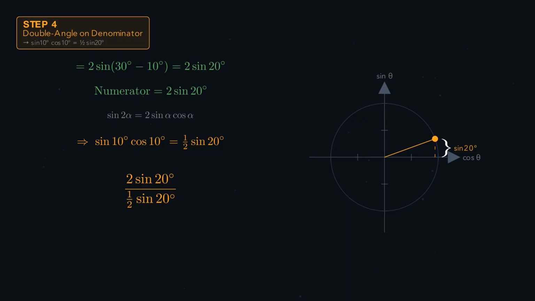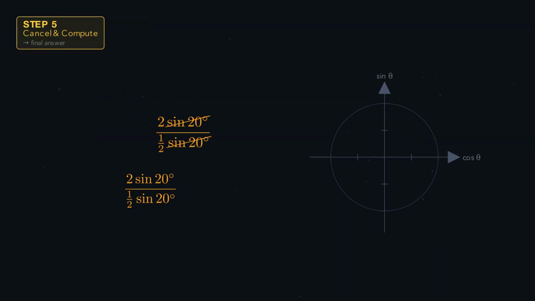So the numerator is 2 sine 20. The denominator by the double angle formula is 1/2 sine 20.